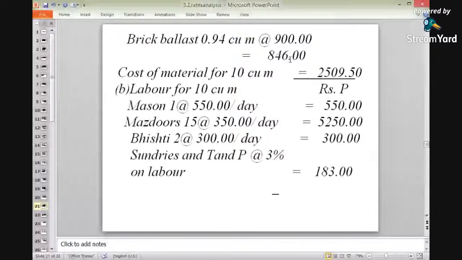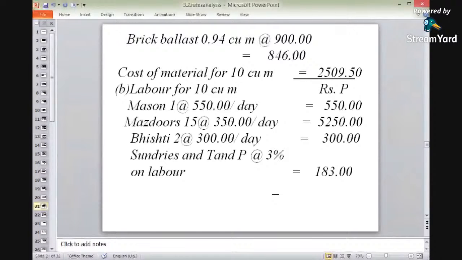The next is the labor required. The amount of labor required for this work will also be calculated. Labor and materials both we will find out. The labor for 1 cubic meter: one mason is required in the case of RCC works. What is the cost for one mason in this case? 550. We have multiplied 550 into one, it comes to be 550.